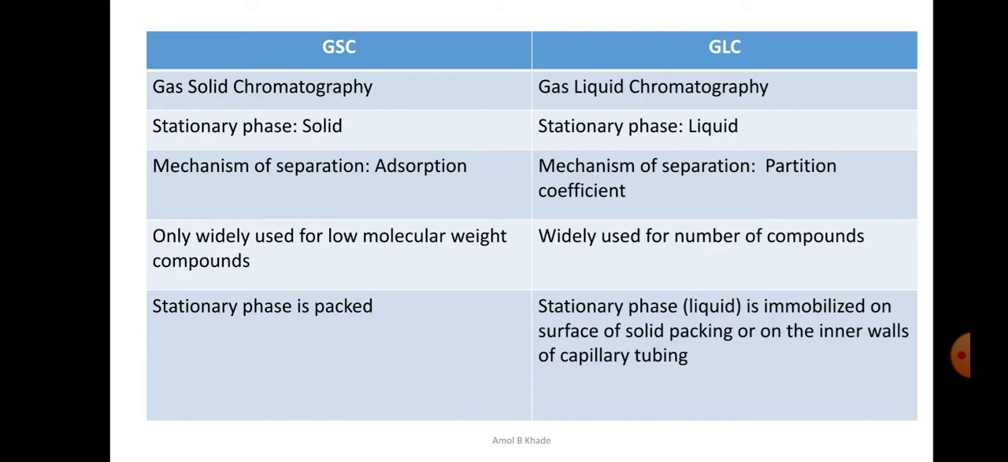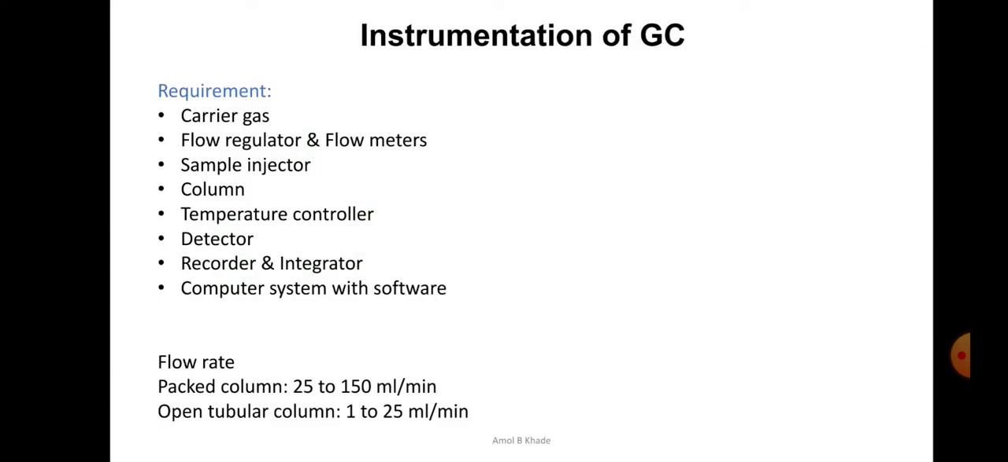Now this liquid can either be coated directly on the inner wall of the column. You can immobilize the liquid phase inside the inner wall of the column, or you can have some solid particles, and on these solid particles you can coat the liquid. So on the surface of some solid inert substance, you can give a thin coat of our liquid phase. These are the two possibilities in case of GLC of using the stationary liquid phase.